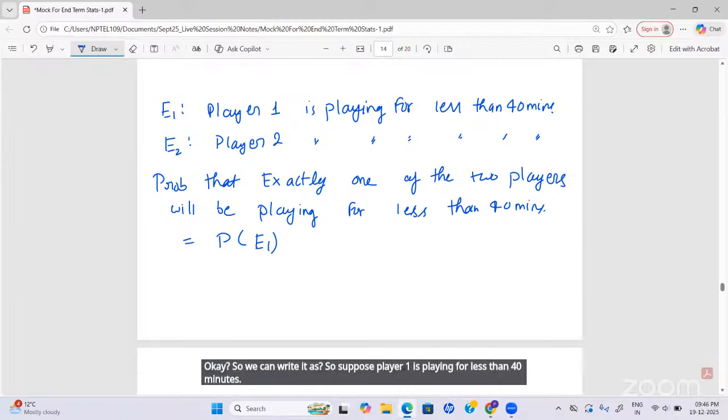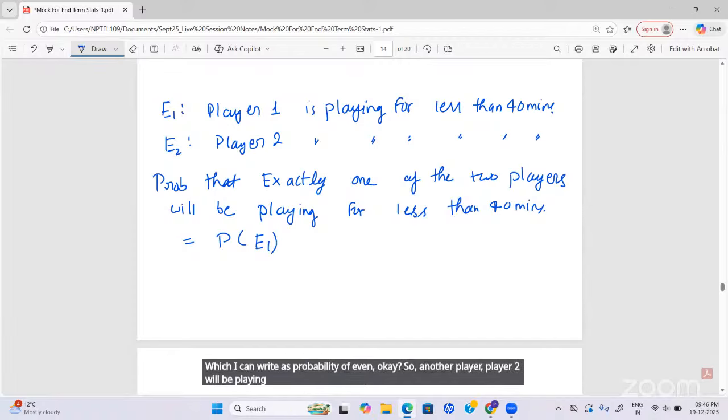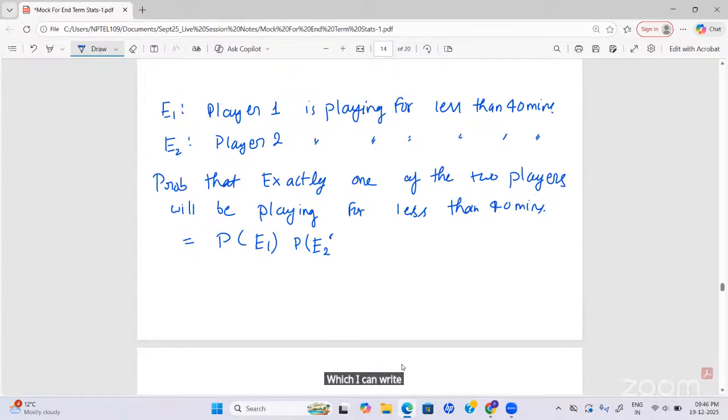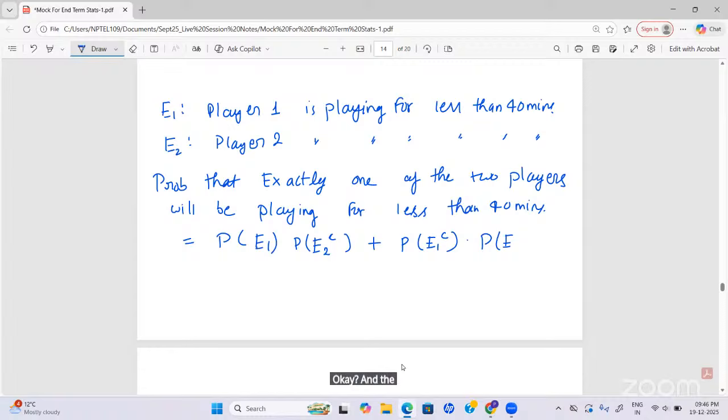which I can write as probability of E1. So another player 2 will be playing for more than 40 minutes, right? Which I can write as E2 complement. So this is one possibility. Another maybe player 1 is playing for more than 40 minutes, which will be probability of E1 complement. And the second player is playing for less than 40 minutes. Are you all able to understand this line?